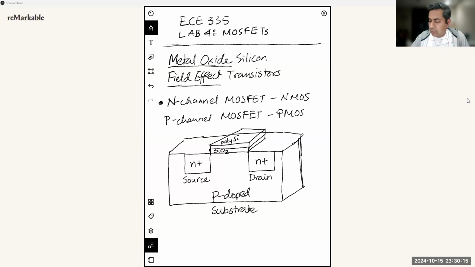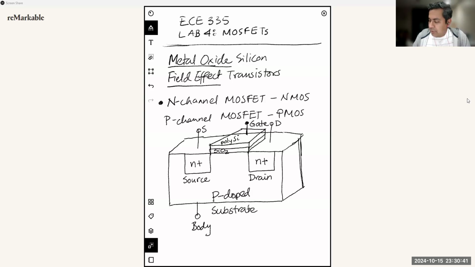So these are three of the terminals. This is source, this is drain, and this top terminal, the polysilicon terminal, is called gate. And then the substrate is usually called substrate or you can call it body. So these are the four terminals of these N-channel MOSFET devices.